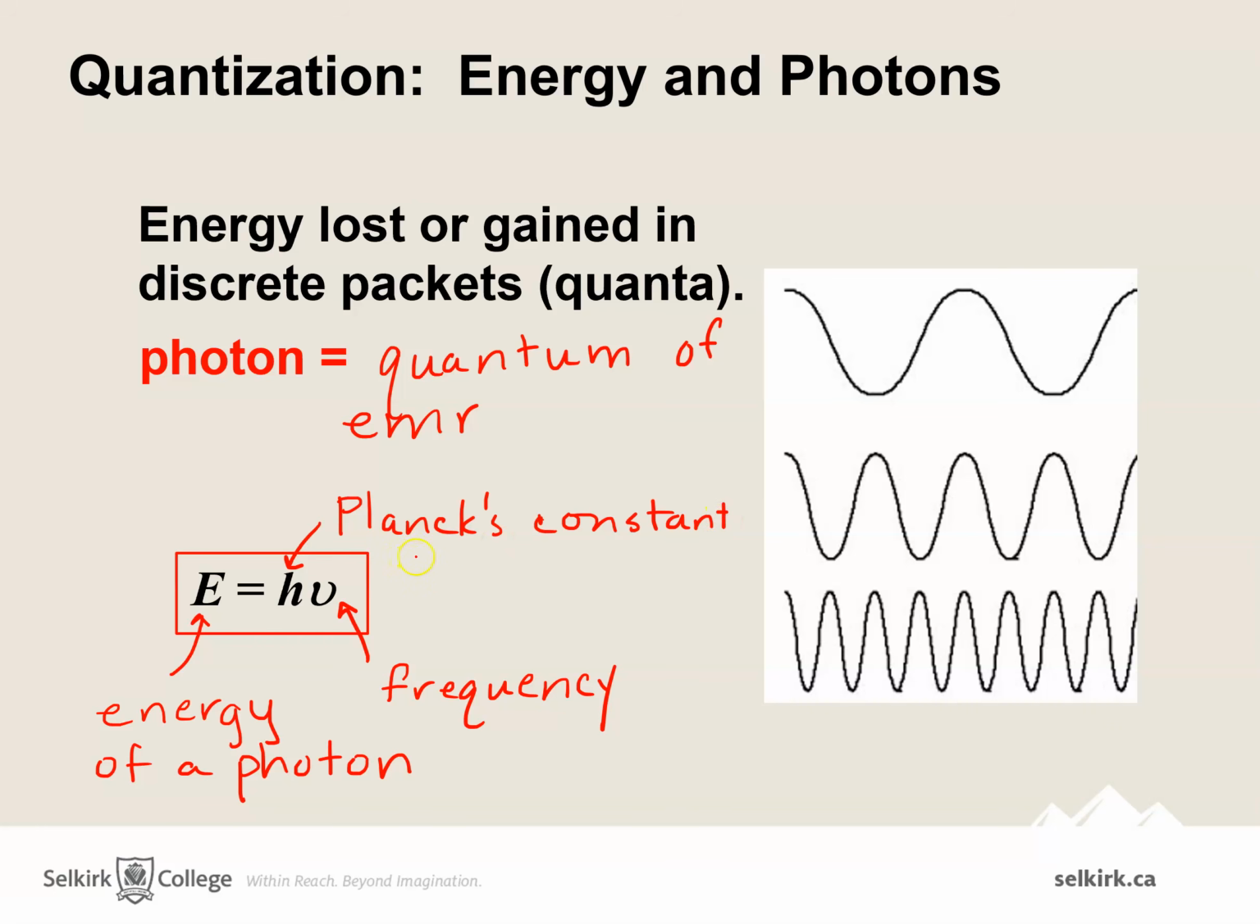And I'll always give you the value. It's 6.626 times 10 to the negative 34 joule seconds. That's joules times seconds. That's not joules per second. Why does it have those units? Those are the units it needs to make the equation work out. We'll use this equation in calculation soon as well.